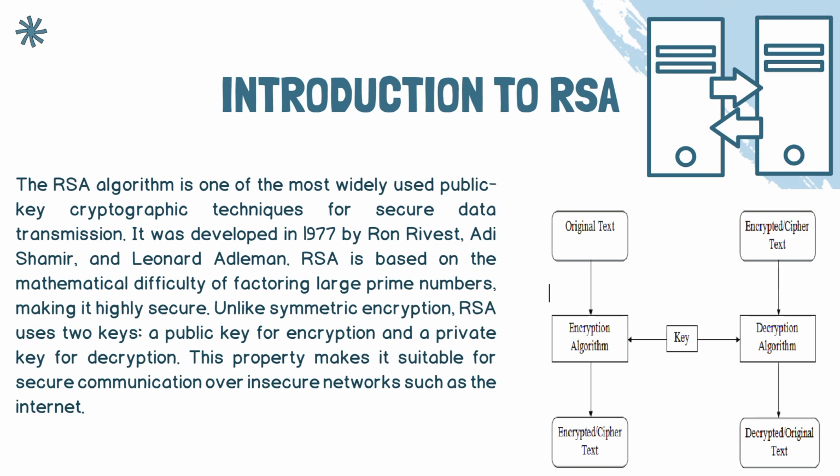RSA is a public key cryptographic algorithm developed in 1977. It uses two keys, a public key for encryption and a private key for decryption. Its security is based on the difficulty of factoring large prime numbers.